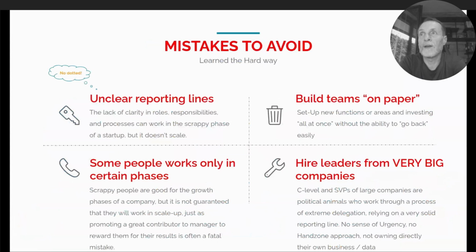The second part is that some people work only in certain phases. Maybe in the startup phase scrappy people are incredible, but then are they scalable, are they useful for the $1 billion revenue journey? This is something you need to figure out as soon as possible.